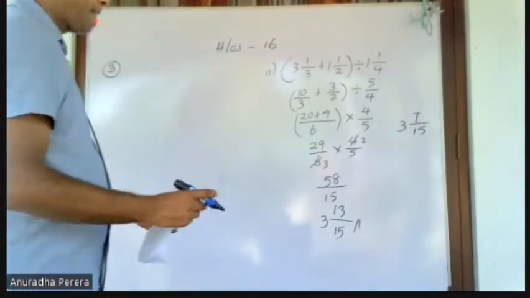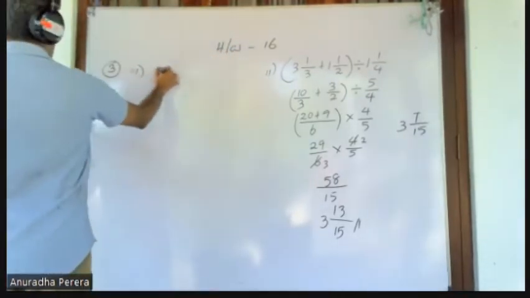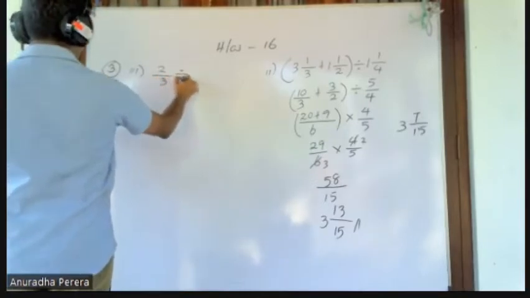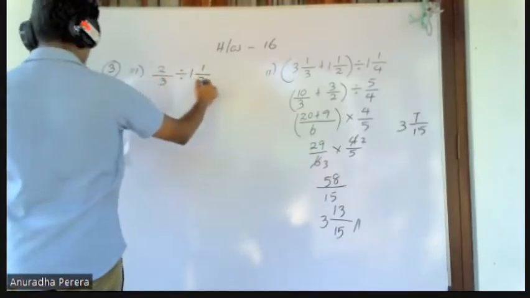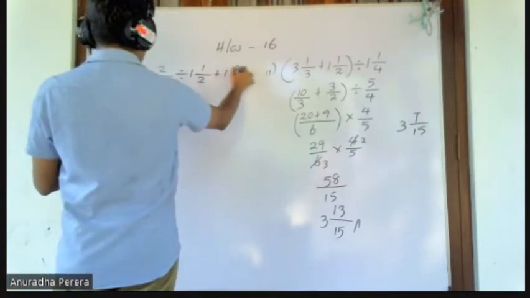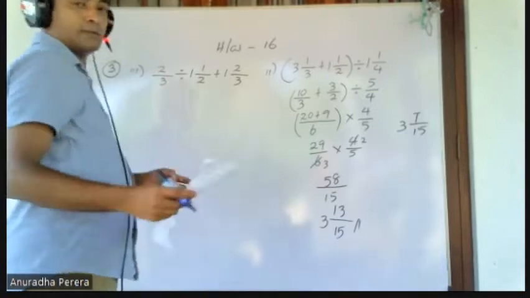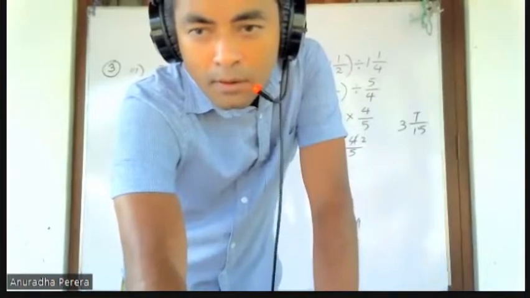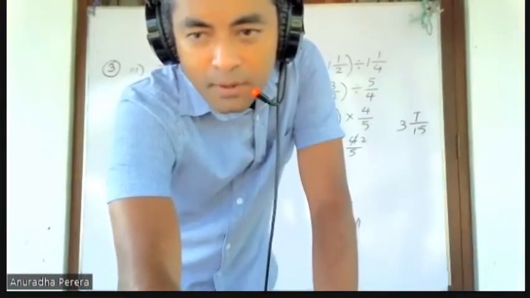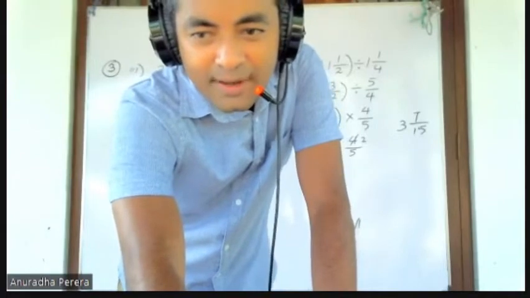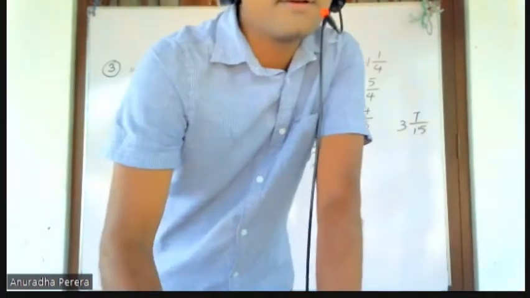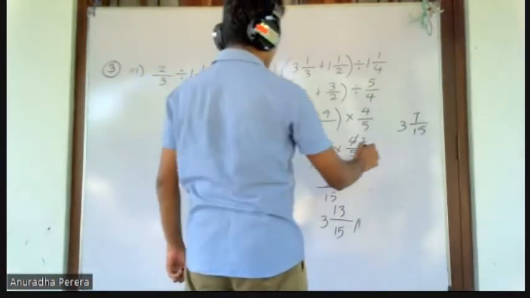Question number 3. 2 over 3, 1 1 over 2, plus 1 2 over 3. Right. Yes, sir. What is the answer? 2 1 over 9. Yes. 2 1 over 9. Can check it.